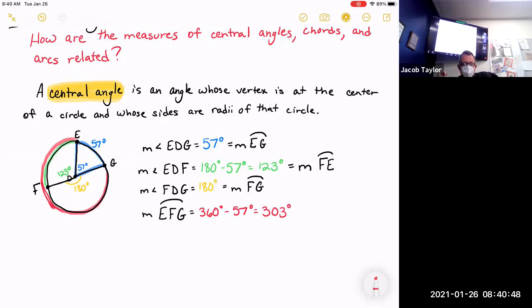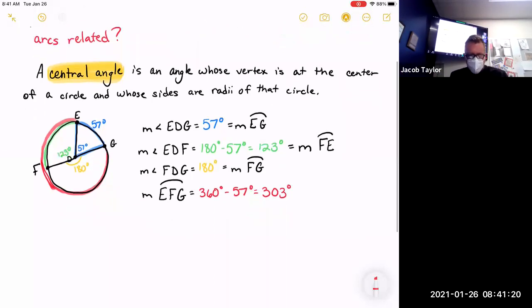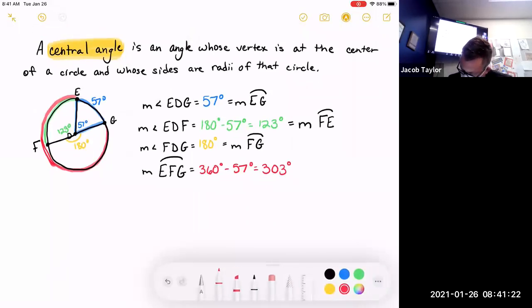Why do I have to call it arc EFG? Why can't I just call it arc EG? I love that you're saying little one and big one. I am unfortunately going to need you to use the actual geometry vocabulary. Well, then hopefully someone else in the class remembers it. Minor, thank you. The minor arc and the major arc.